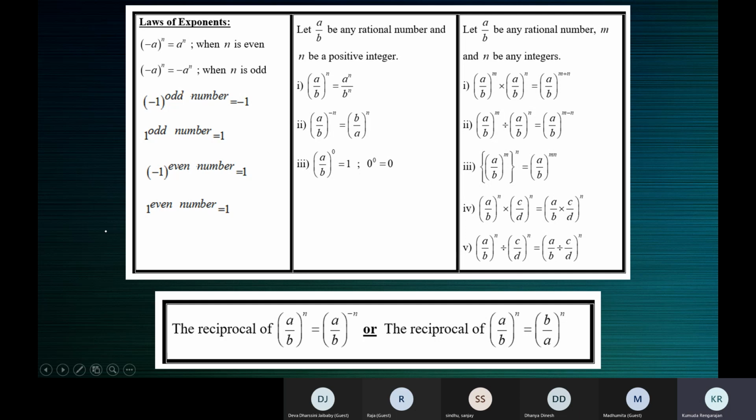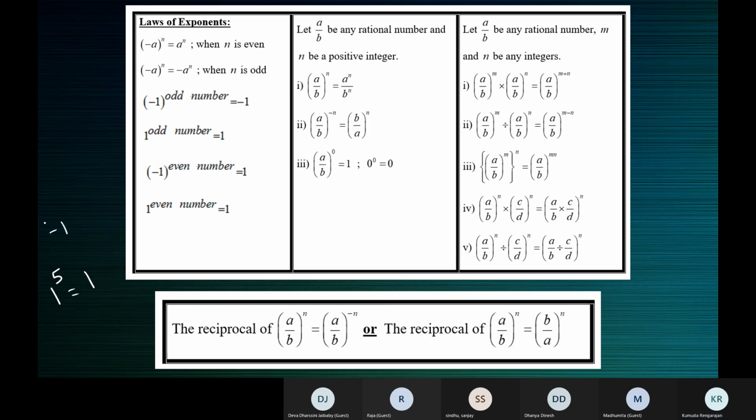The next one is 1 raised to an odd number. I'm sorry, an odd number. 1 to the power 5. What is 1 to the power 5? It is 1, because it's 1 multiplied with itself 5 times. It's not going to be minus 1. So 1 raised to an odd power is 1.